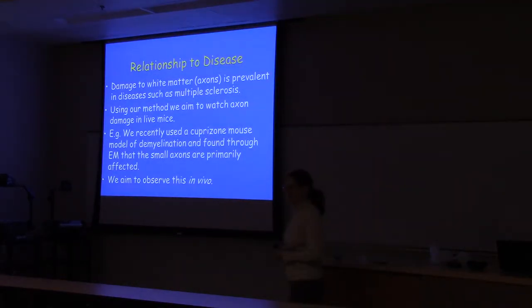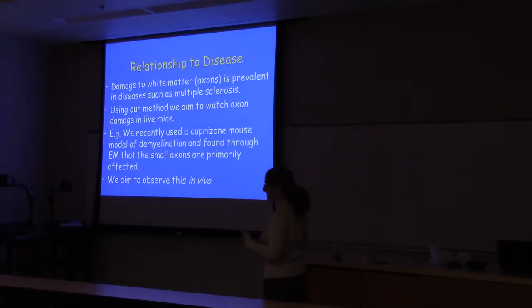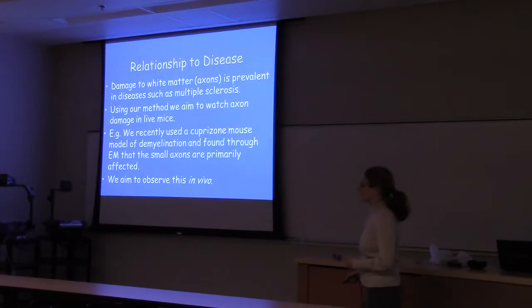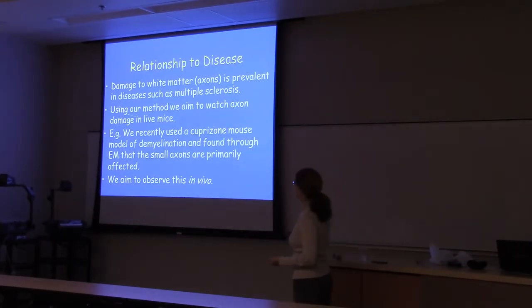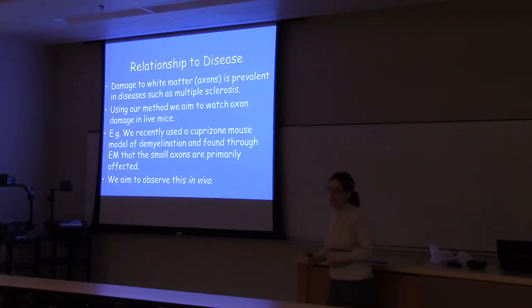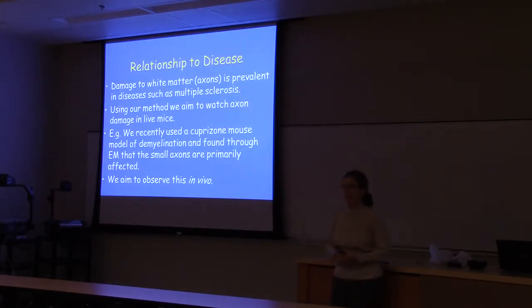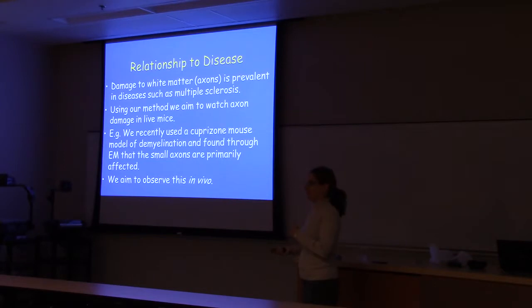So what are we going to do with this when we go to mouse brains? Well, diseases like multiple sclerosis damage these axons, and so we want to be able to see this damage. So we aim to watch this axon damage as it occurs. We have a Cuprizone mouse model of demyelination. With that, they eat a toxic copper chelator called Cuprizone. With that, the oligodendrocytes die, so the nerves demyelinate. And then if we stop feeding them the Cuprizone, it'll come back. So we hope to be able to watch this damage.